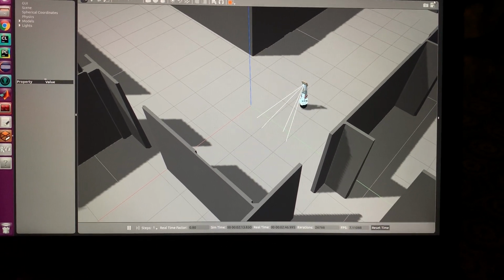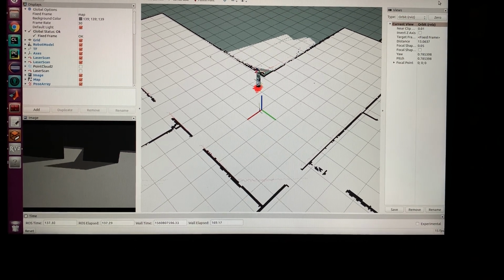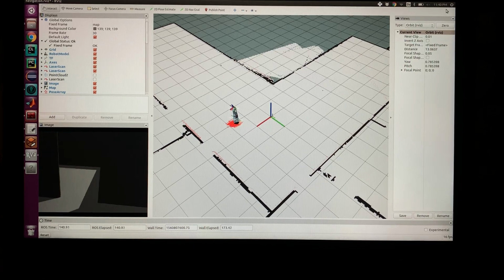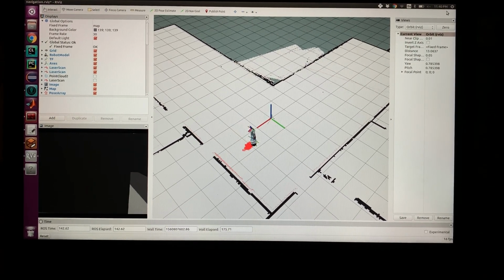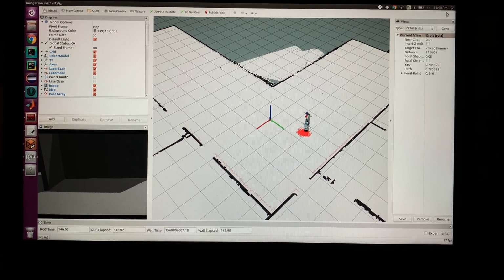Next step would thus be to test this on the actual robot, since the messages and the topics that are used here in the simulation are exactly the same as what will be used on the actual robot when carrying out the test. So that's the next step.